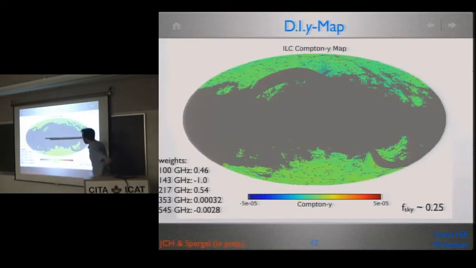We've masked out the galaxy quite heavily here. The dust emission from the galaxy can really bias the reconstruction. This is around 25% of the sky that's shown here. And we've also masked out point sources, as well as, and mostly just the galaxy.